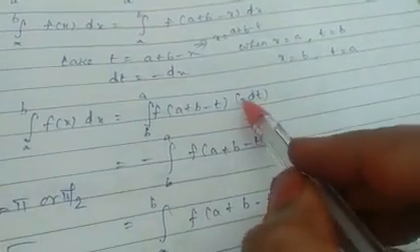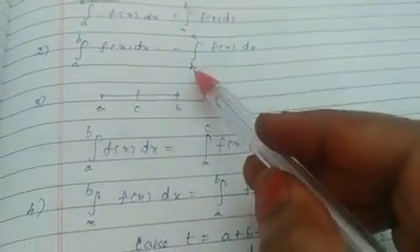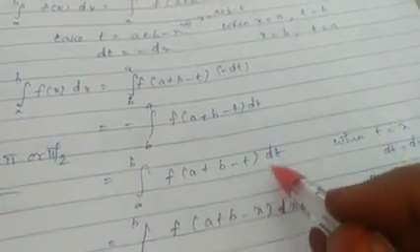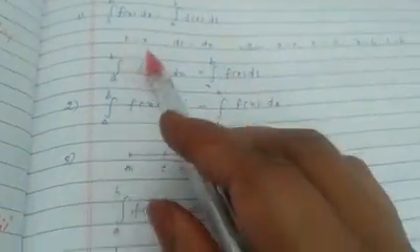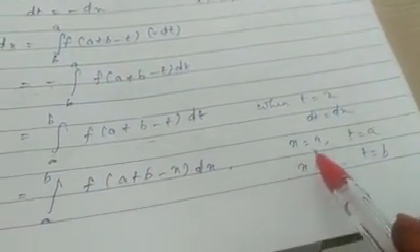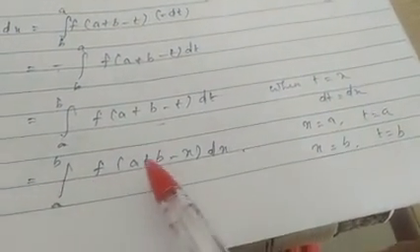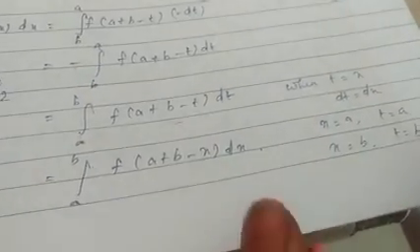So, substitute minus dt. Take this minus sign outside. When there is a minus sign, what is the second property? When there is a minus sign, you can change the limit and write. Therefore, it is from a to b. You can change the limit: a to b f of a plus b minus t into dt. Again, you are applying the first property, taking t to be x. When you take t to be x, dt will be dx. Therefore, substituting the upper limit and the lower limit, you will be getting the same limits. Therefore, a to b f of a plus b minus x into dx.